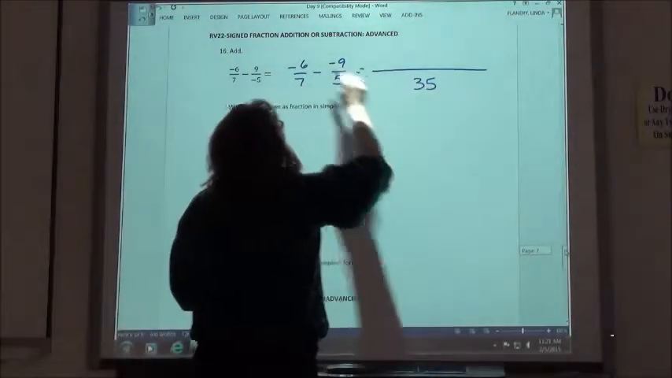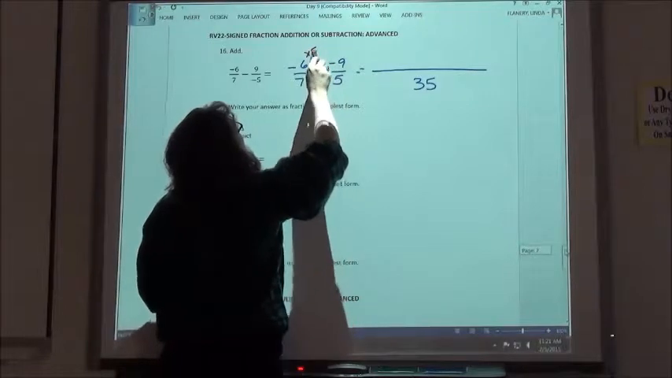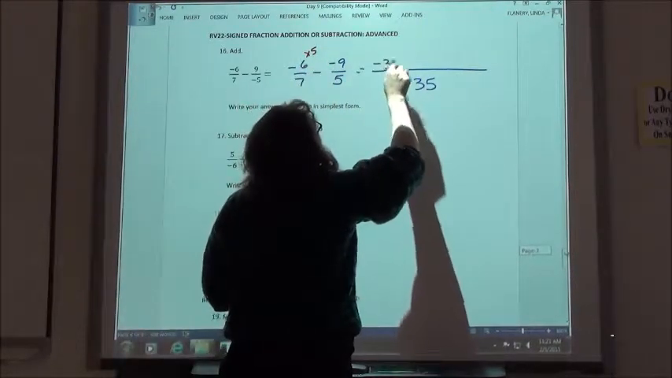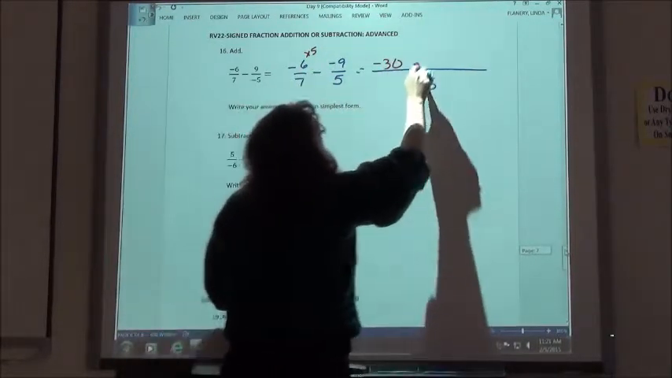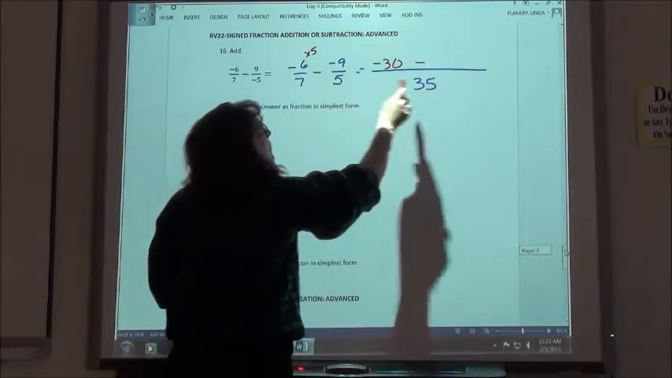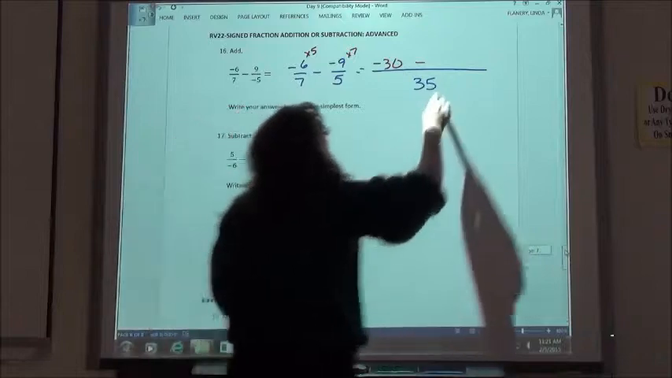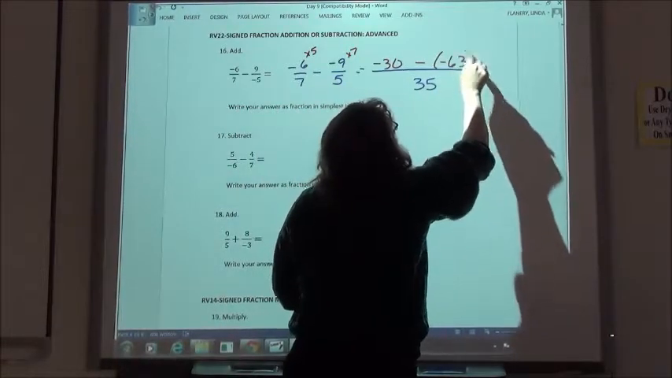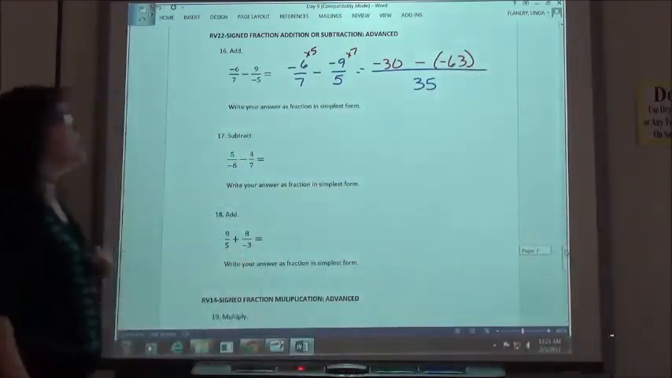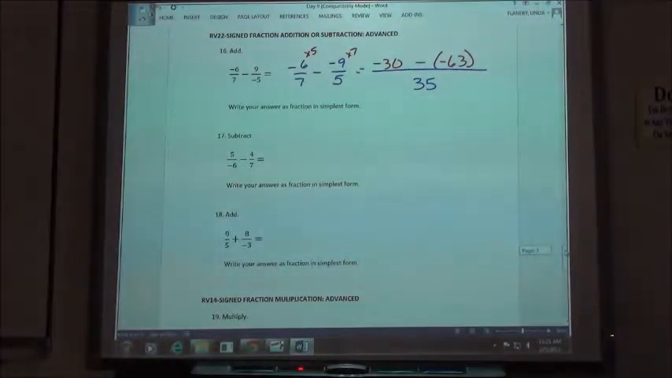7 goes into 35 5 times. 5 times negative 6 is negative 30. I have a subtraction in the middle. 5 goes into 35 7 times. 7 times negative 9 is a negative 63. Now they'll just put the parentheses there to separate the minus and the negative.